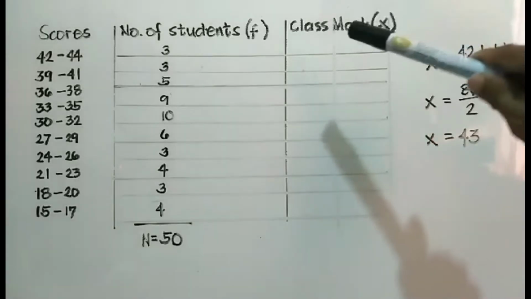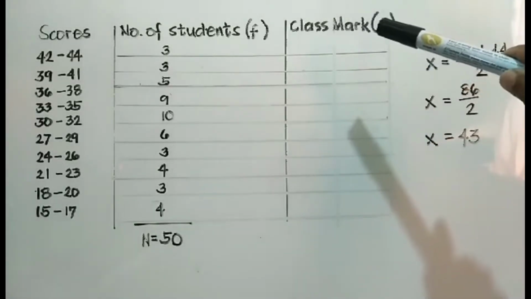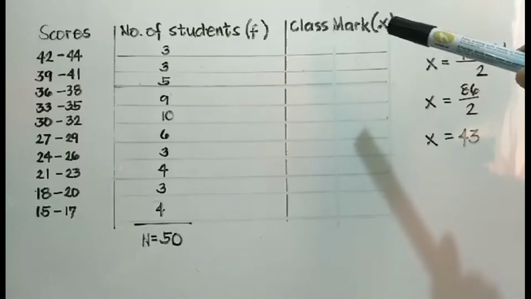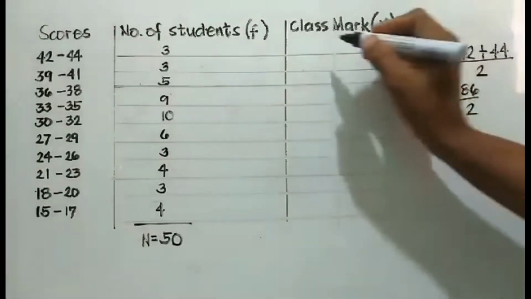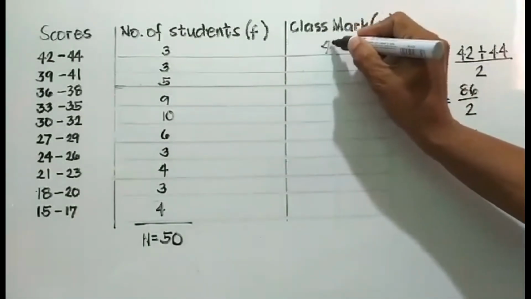Ngayon naman, kunin natin yung class mark. Ito yung class mark. It is simply the midpoint of the class. So, paano natin kukunin yon? I-add lang natin yung lower limit and upper limit. Then, divided by 2. Subukan natin yung first example, 42 plus 44 is 86. Divided by 2 equals 43. Lagyan natin dito 43.